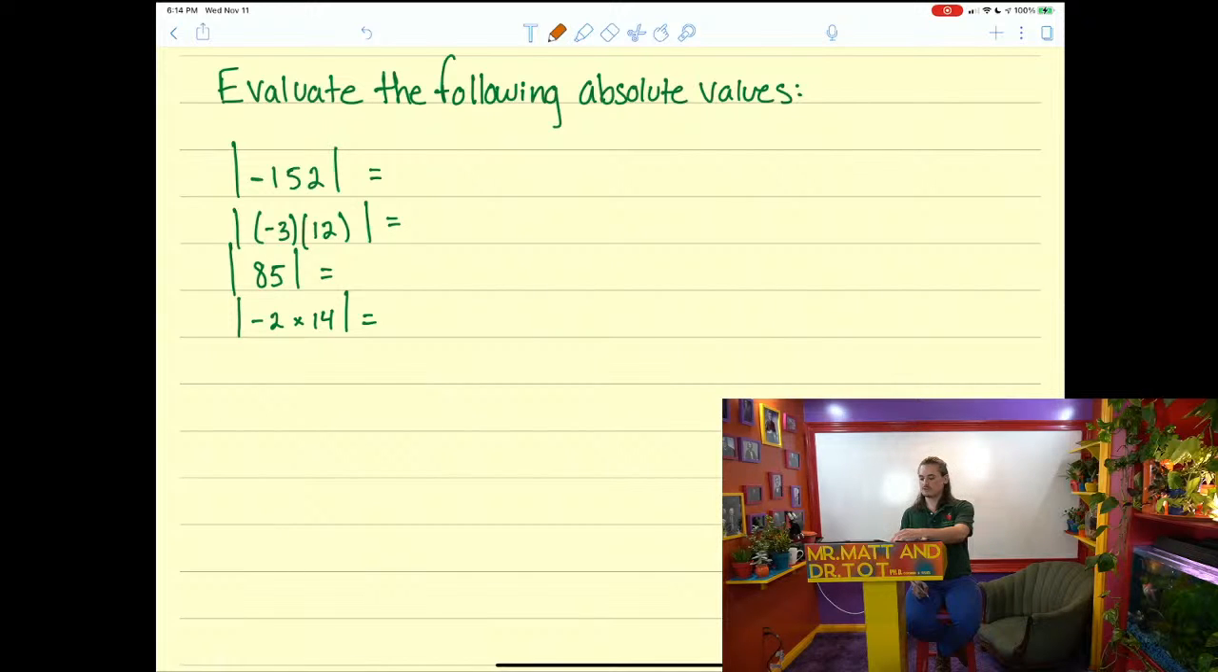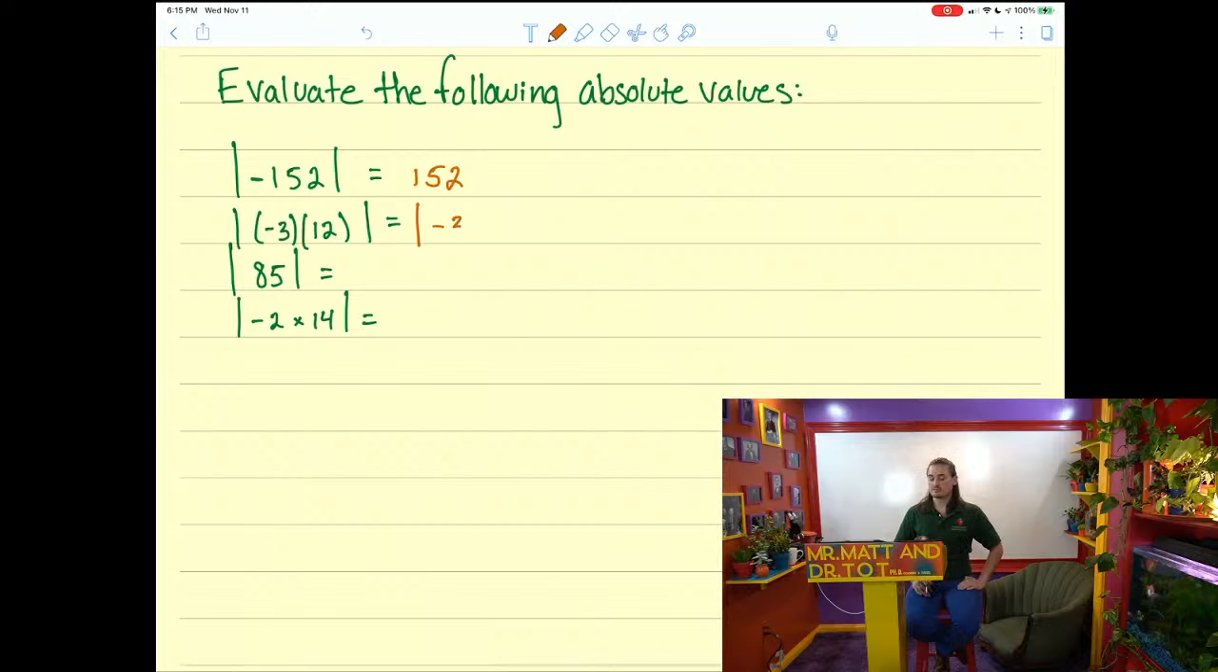Okay, so the absolute value of -152 is positive 152 because -152 is 152 units away from 0 on a number line. The absolute value of -3 times 12. So you treat the absolute value bars just like parentheses. You need to do everything inside the parentheses first. -3 times 12 is going to be -36. The absolute value of -36 is positive 36.